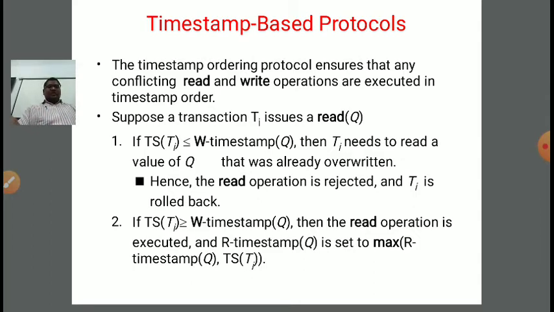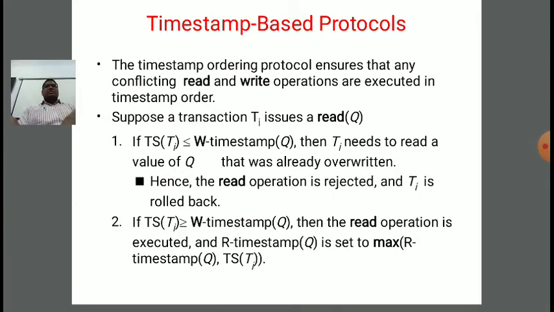So one example is given here. Suppose a transaction Ti issues a read operation on data item Q, then there are two possibilities. First, if the timestamp of the current transaction Ti is less than or equal to the write timestamp of the data item Q which is already there, then transaction Ti needs to read a value of Q that was already overwritten, right? So hence we say the read operation is rejected and Ti is rolled back, right?